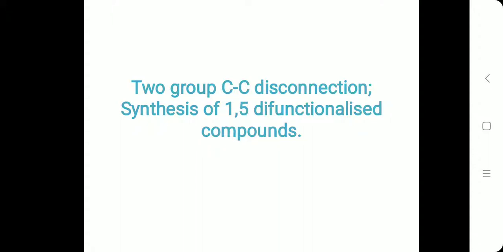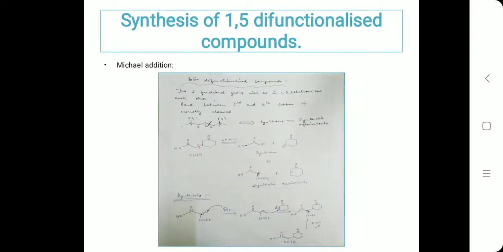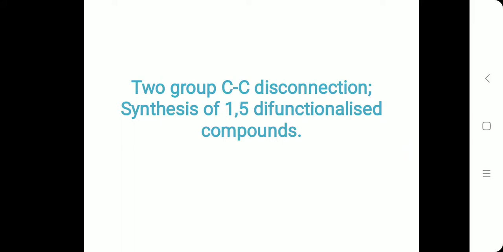Hi students, today we will learn two-group C-C disconnection. In that we'll learn synthesis of 1,5-difunctionalized compounds. So 1,5-difunctionalized compounds means it is similar to 1,3-difunctionalized compounds, but here the two functional groups will be at a position of 1 and 5 to each other.